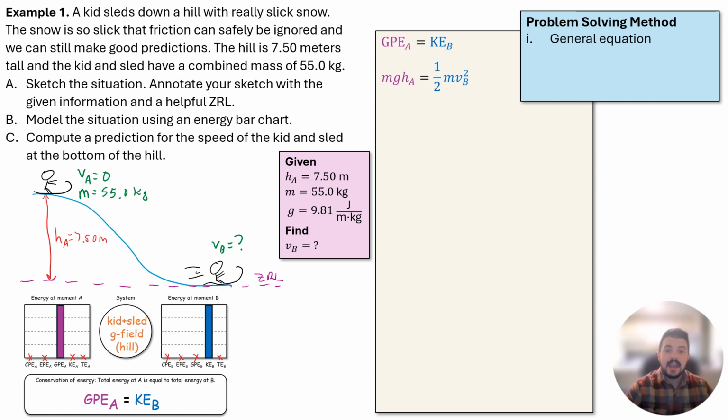I've annotated the height with a subscript A to indicate that we're talking about the height of the kid at moment A. And I've annotated the speed and the kinetic energy with a subscript B to indicate that that's the speed of the kid at moment B.